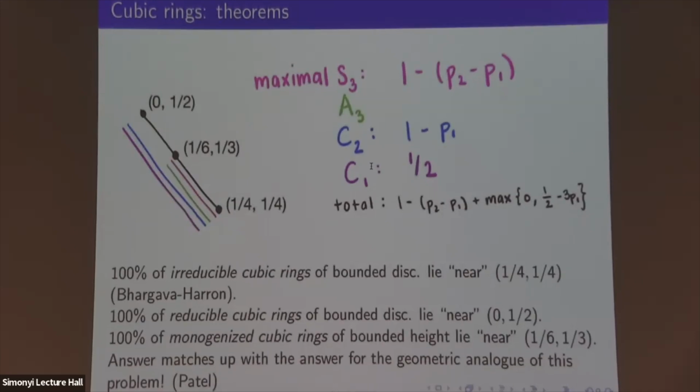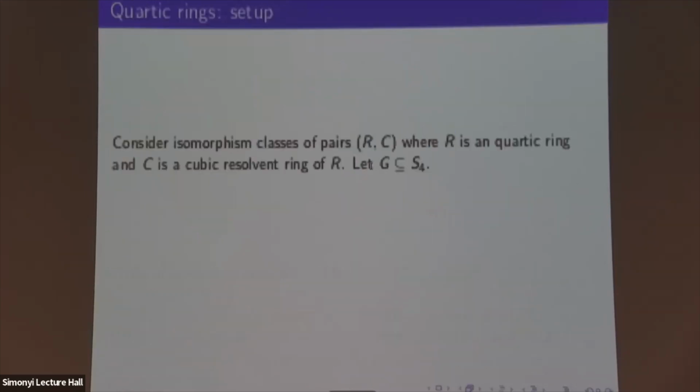Oh, sorry, I want to make one more comment about the cubic case, which is that the answer we're getting, this density function for S3 cubics, exactly matches up with the answer for the geometric analog of this problem when you, of course, translate that answer appropriately. So this is sort of the right setup and the right answer in that sense. Okay, so let me do the setup for quartic rings, which is going to be a little bit different than the setup for cubic rings.